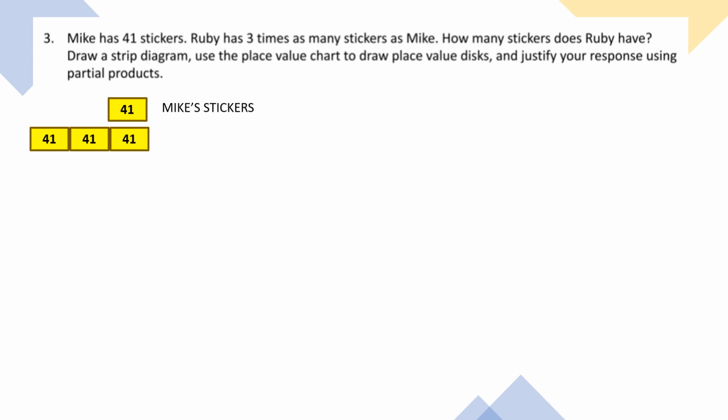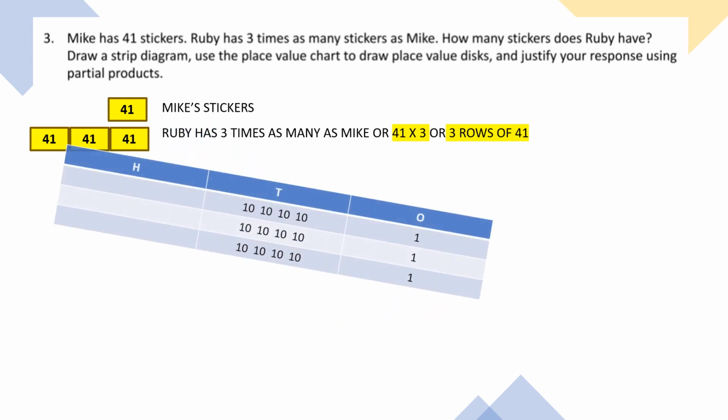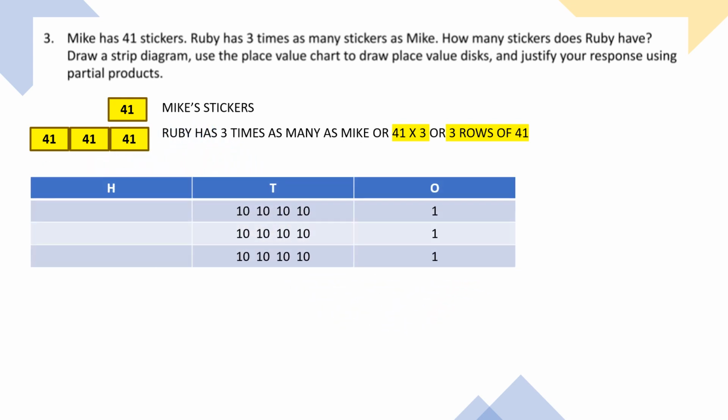So I'm going to go ahead and create 3 boxes with the number 41 in each box. And that strip diagram will represent Ruby's stickers because Ruby has 3 times as many as Mike, or 41 times 3, which would be 3 rows of 41, or 41 rows of 3. Now, I created a place value chart, and you can too, so that you could see what 3 rows of 41 would look like in a place value chart.